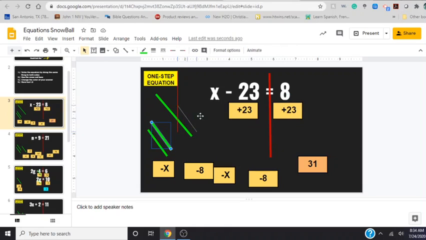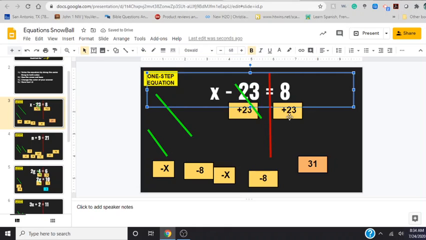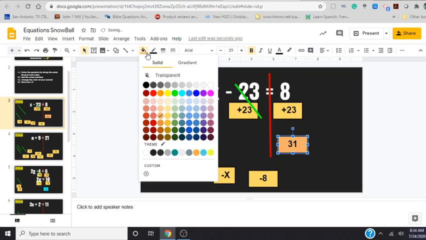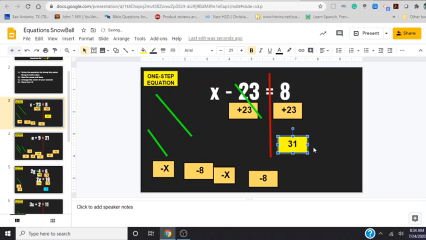Okay, so I'm going to put this little line here. Negative 23 cancels out. All right, and now I have 8 plus 23, which is equal to 31. I'm going to change the color of that, and I am done. X equals 31. That's all that you have to do.